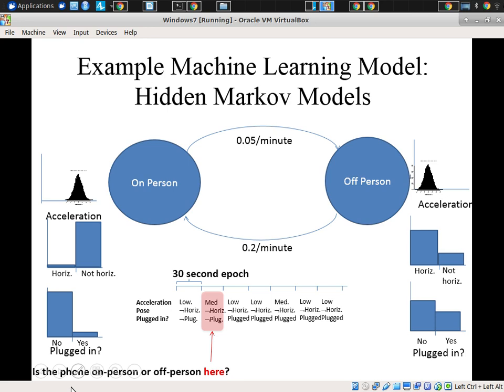So over the passage of time, say per minute interval, I have a 5% chance, according to this model, per minute of putting down the phone. And if it's off person, I have a 20% chance per minute of picking it up. And what that means is, if you do the math, it's the reciprocal of that, right? I keep the phone on person on average for 20 minutes, that's 1 over 0.05. And I would tend to have the phone off person for on average 5 minutes at a time.